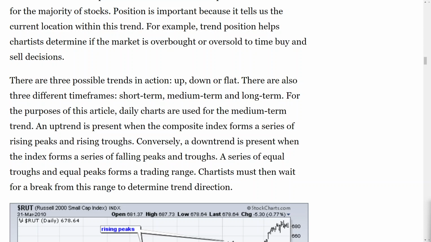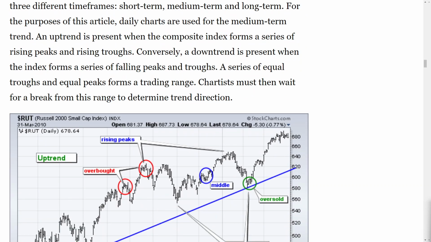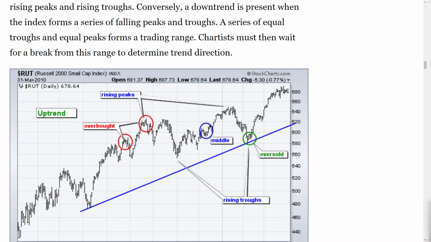There are also 3 different time frames: short-term, medium-term and long-term. For the purposes of this article, daily charts are used for the medium-term trend. An uptrend is present when the composite index forms a series of rising peaks and rising troughs. Conversely, a downtrend is present when the index forms a series of falling peaks and troughs. A series of equal troughs and equal peaks forms a trading range. Chartists must then wait for a break from this range to determine trend direction.